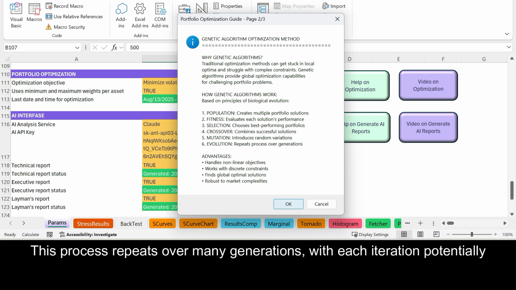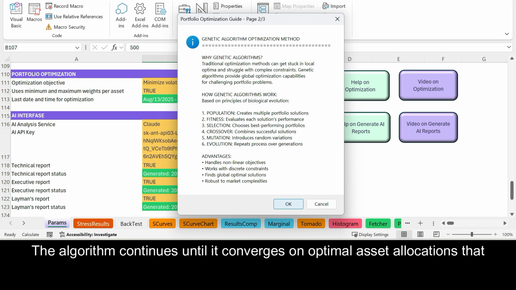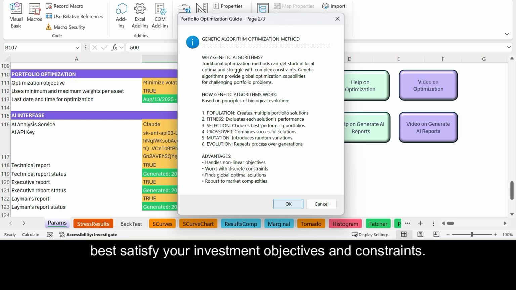This process repeats over many generations, with each iteration potentially producing better solutions. The algorithm continues until it converges on optimal asset allocations that best satisfy your investment objectives and constraints.